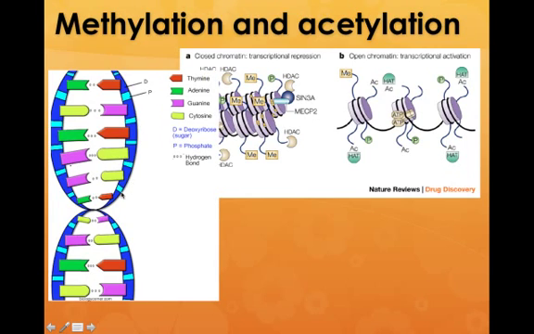This is the general form of DNA, this being one strand here and this being another strand here. The backbone of DNA is made of sugar phosphates, and what connects the two strands together are called nitrogenous bases, and they are connected by hydrogen bonds.